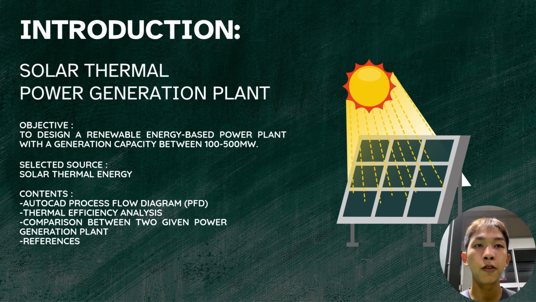So our objective is to design a renewable energy-based power plant with a generation capacity between 100 and 500 megawatt. Our selected source is solar thermal energy, and this slide's contents will cover the AutoCAD process flow diagram (PFD), thermal efficiency analysis, and comparison between two given power generation plants.